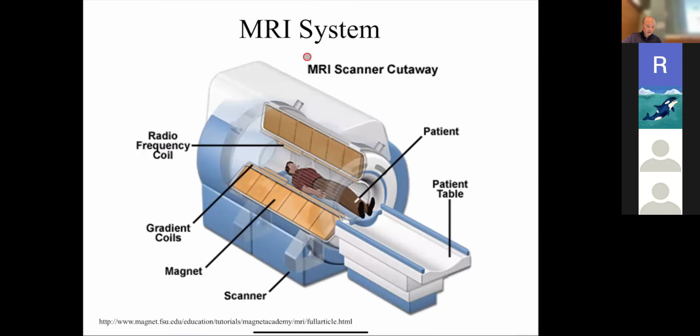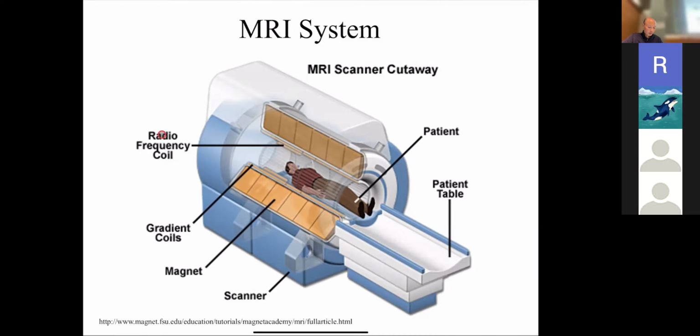So first off, this is what an MRI system looks like. This is not the only design for an MRI system, but it is the most common design. It's basically a long tube that the patient lies on, the patient table, and then goes into the MRI system. There are 3 coils that you have to know about in an MRI system. The first one is the magnet. You're going to have this huge magnet, and we'll talk about how big that magnet is, that creates a very strong magnetic field.